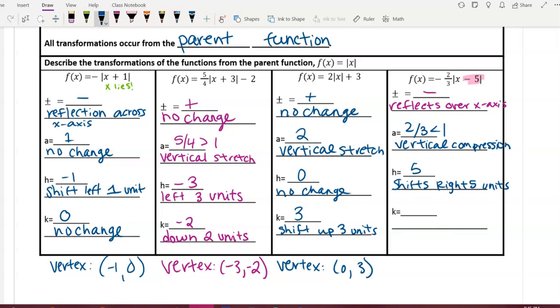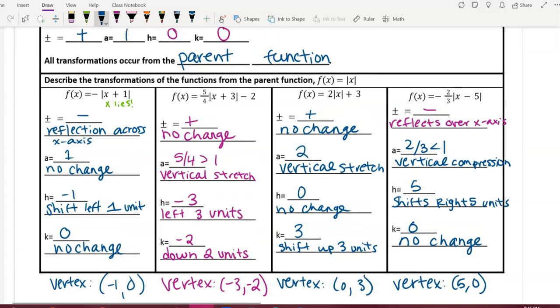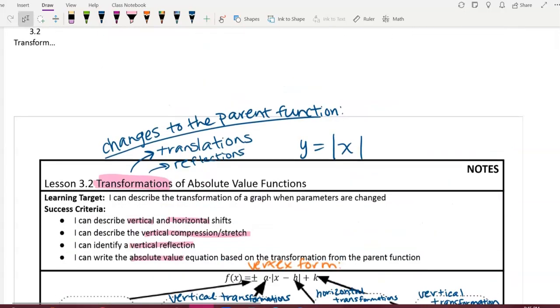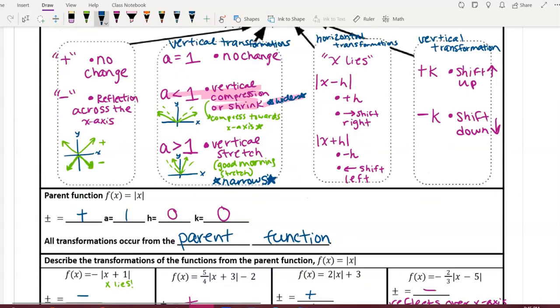All right, and the last one, K. There is no K value out to the right, so this is 0 change. No change. What is our vertex here? Remember, the vertex is HK, which is 5, 0. I'm going to write that at the top of our page just so you remember. Vertex H, K. Okay?